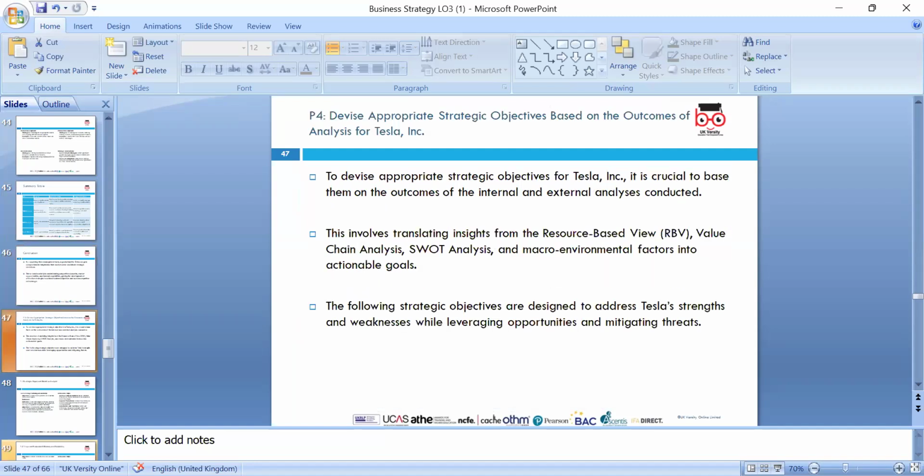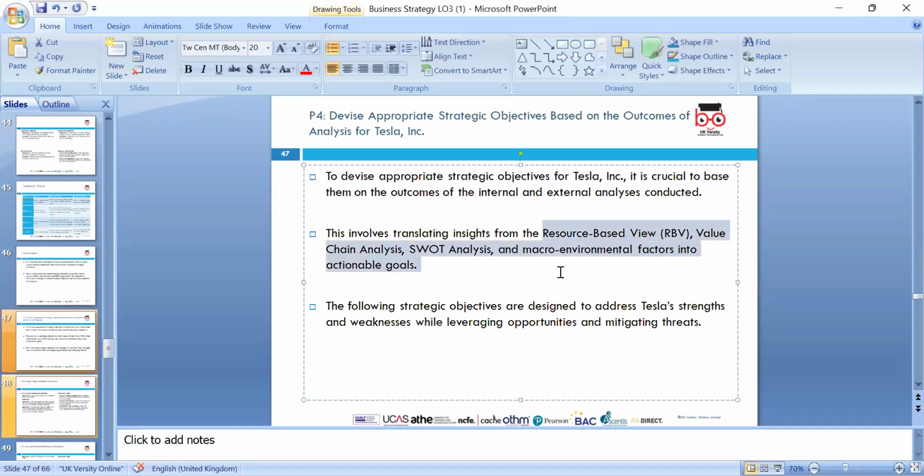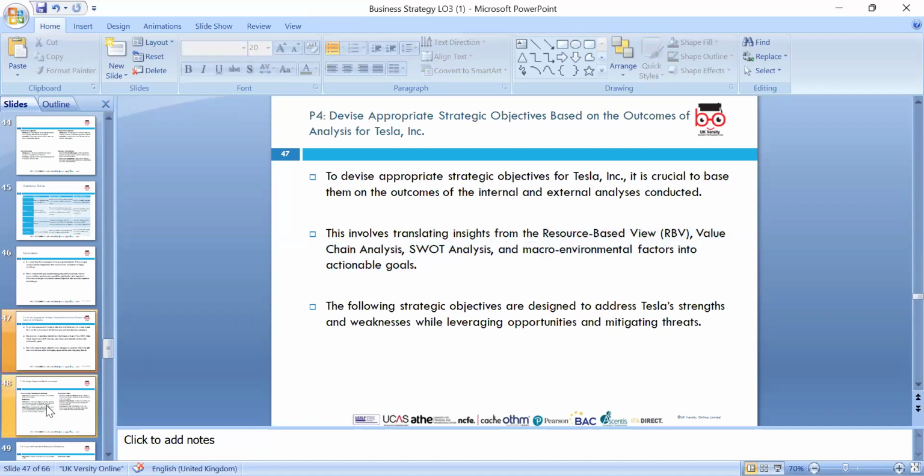Then we have P4, to devise the appropriate strategic objective based on the outcome. So we can look around the resource-based view. These models can be used: SWOT, micro and macro environment, and then in the light of these models we can apply them.